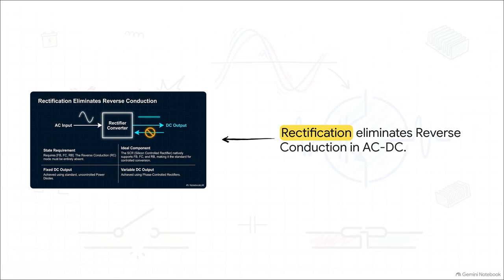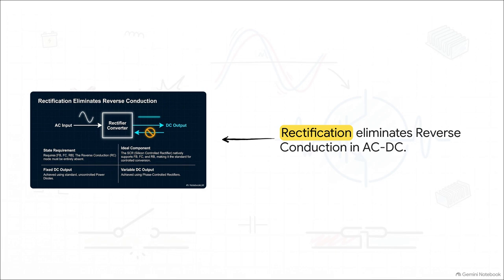Here, the whole goal is taking an alternating current and forcing it to flow in just one direction to spit out DC. So this topology needs forward blocking, forward conduction, and, crucially, reverse blocking. But here's the kicker. The reverse conduction mode has to be entirely absent.